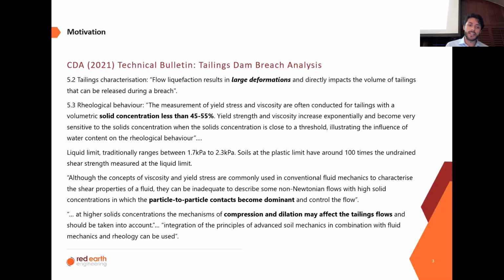CDA also says at higher solids concentration, the mechanisms of compression and dilation may affect the tailings flow and should be taken into account. It also says integration of the principles of advanced soil mechanics in combination with fluid mechanics and rheology can be used.